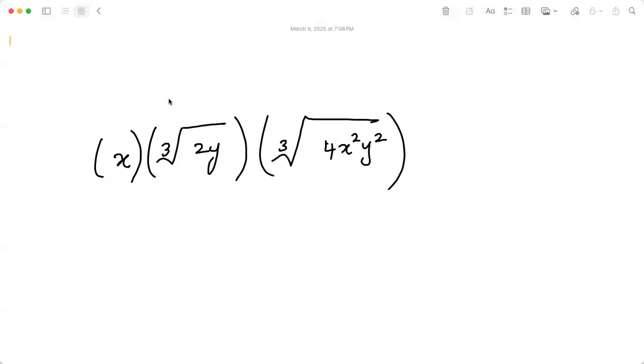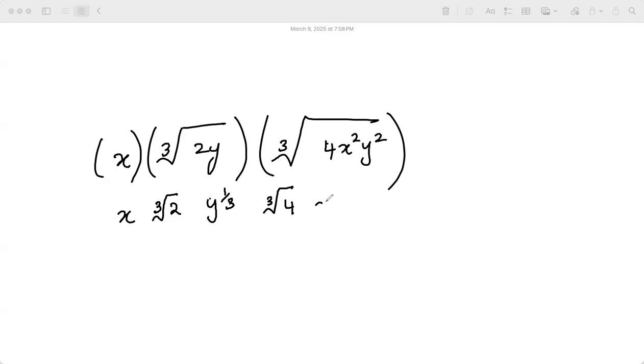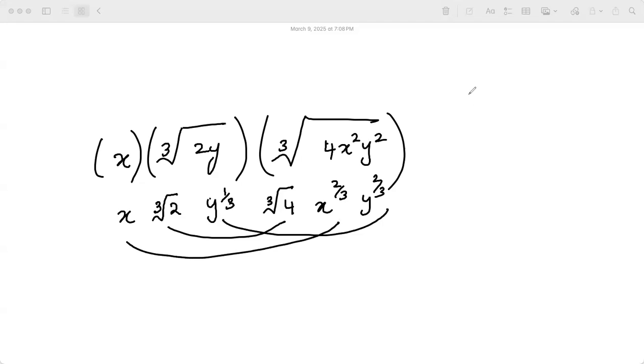How about this? Let's see this one. x times the cube root of 2, and then the cube root of y, and then you have the cube root of 4, and then you have x power of 2 by 3, y power of 2 by 3. What all can I combine? I can combine these two, these two, these two. So x power of 1, x power of 2 by 3. Then the cube root of 2 times 4.